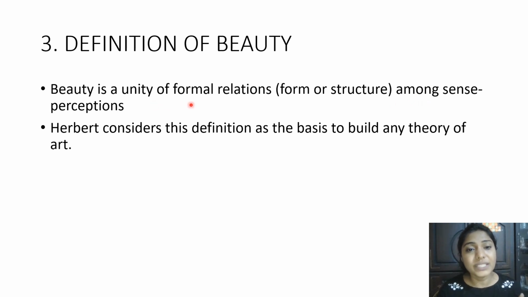So what is beauty? Beauty is a unity of formal relations, form or structure among sense perceptions. It simply means, let's say if you take the poet Wordsworth, when Wordsworth saw a field of daffodils, daffodils are flowers, right? So William Wordsworth, who is a romantic poet, saw a field of daffodils. He goes back home. He lies on his couch. Couch is basically a sofa. So he lies on his couch and he is reflecting, thinking about those daffodils. And then he writes about these daffodils in the form of a poem. So he gives his idea about the daffodils a poetic structure. And that's how this artwork, the poem, is created.